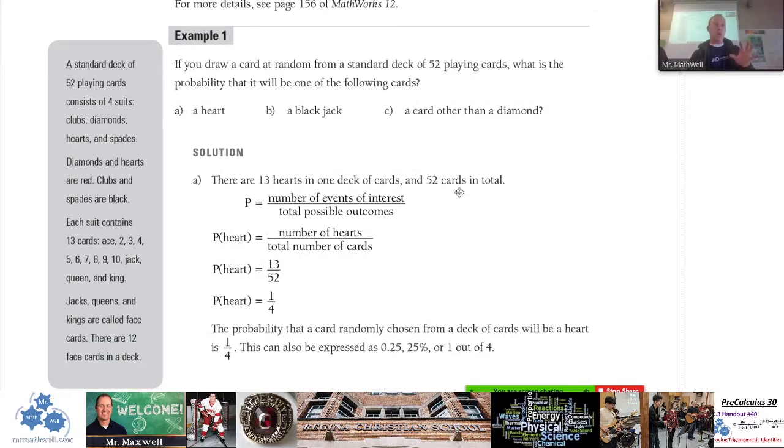Okay. Any other questions about cards that you're unsure of that you think we might need to know for the test?